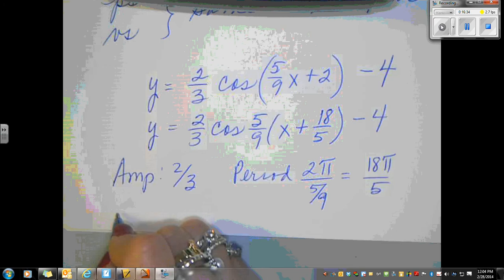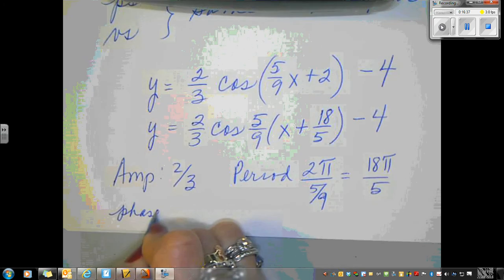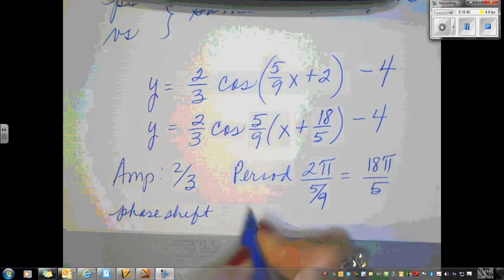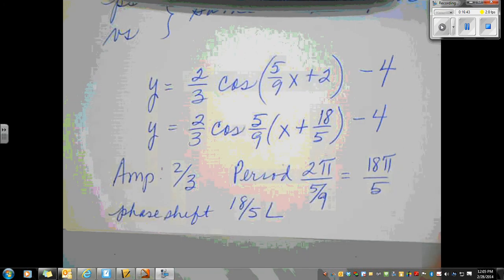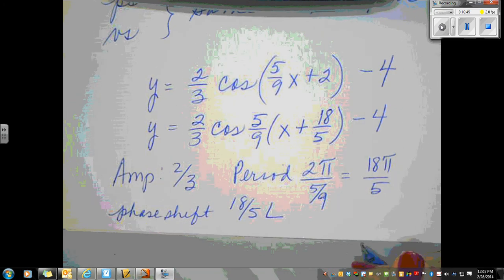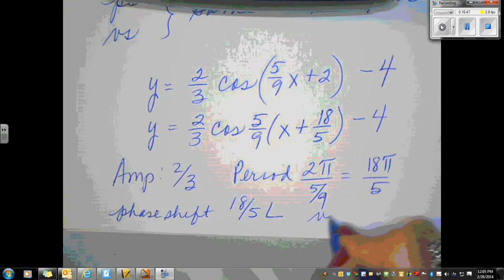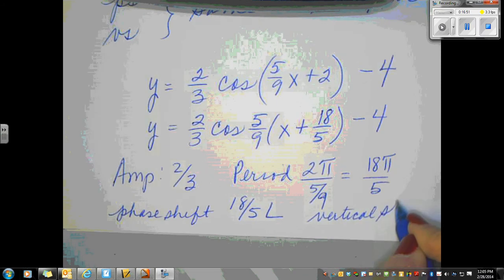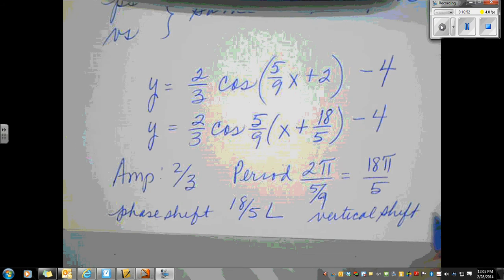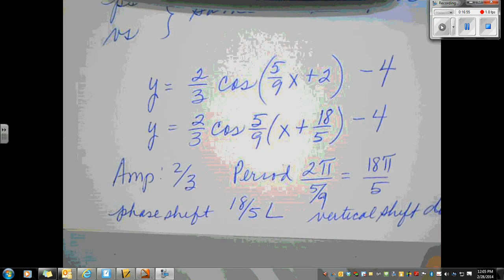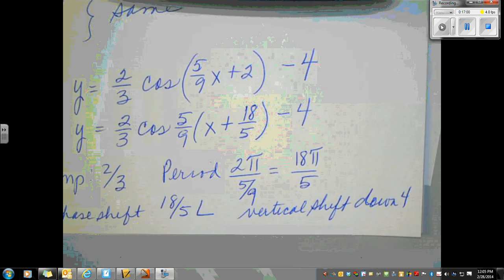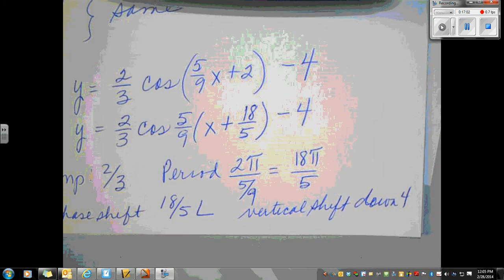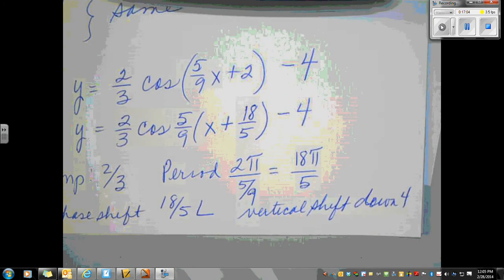How about phase shift? 18/5 left. And how about vertical shift? Down 4. So everybody's good with that?